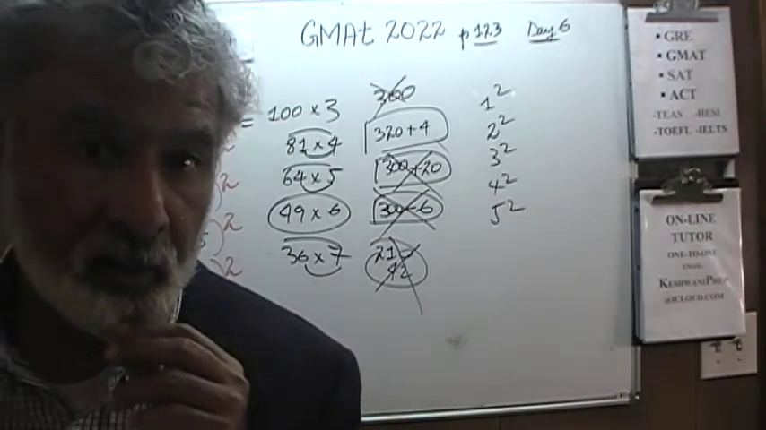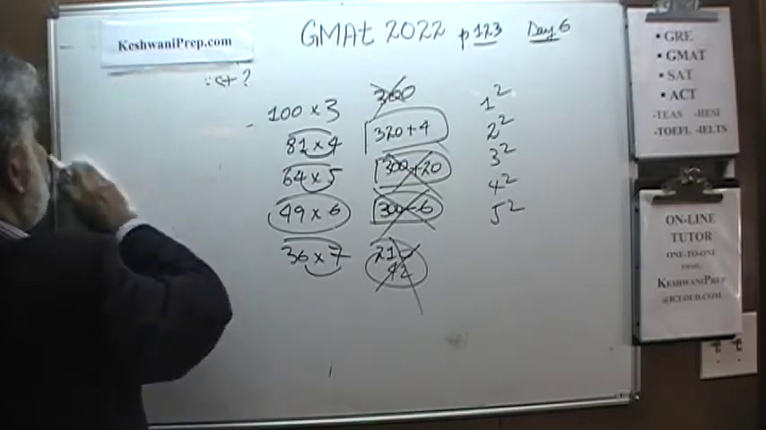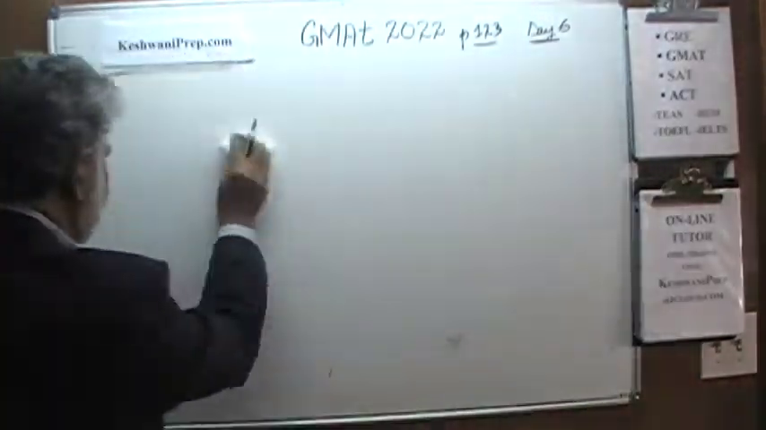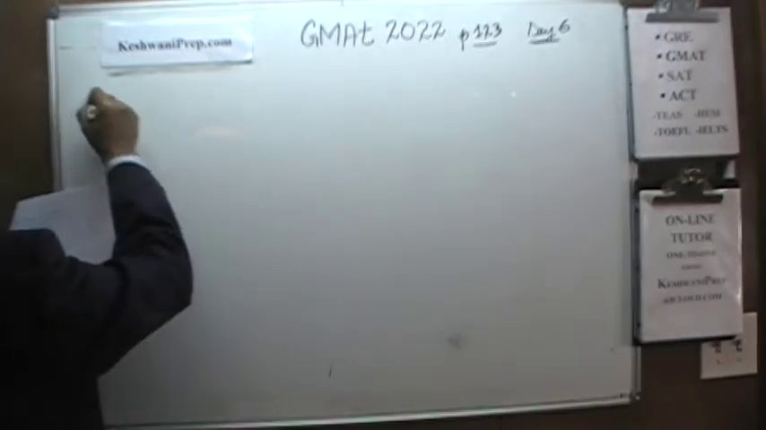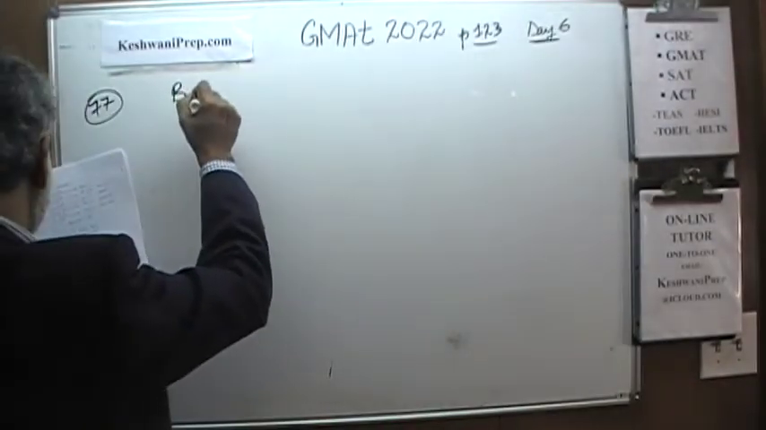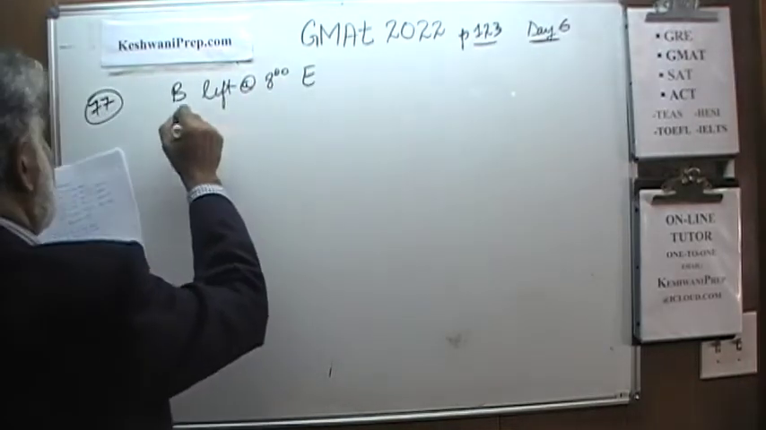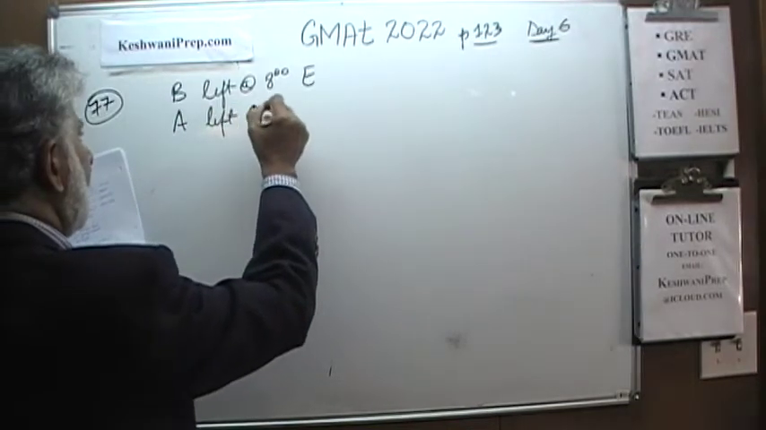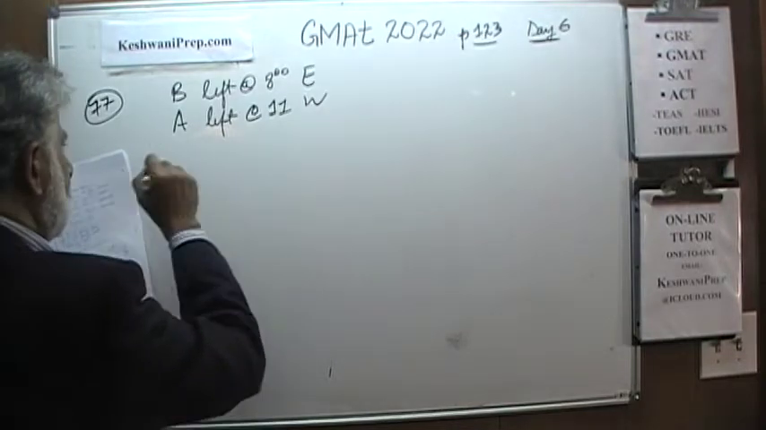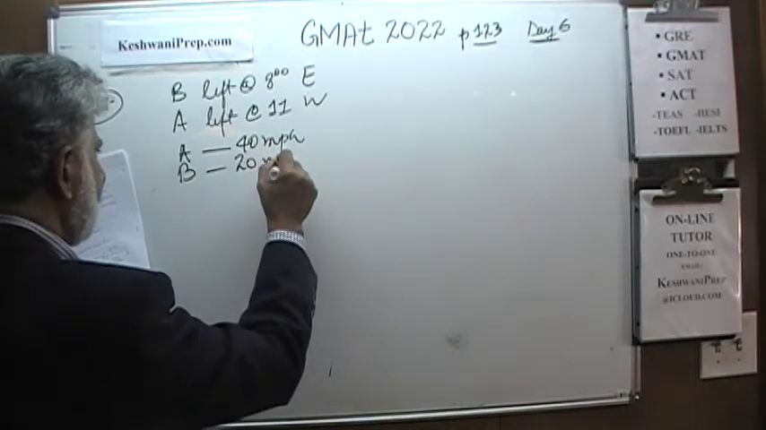There was 76. Let's go to 77, shall we? In 77, we have two people, A and B. B, we are told, left at 8 o'clock, going east. A, we are told, left at 11 o'clock, going west. A is going 40 miles per hour. B is going 20 miles per hour.